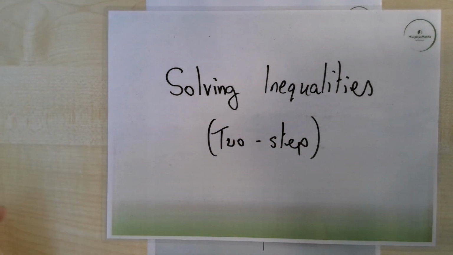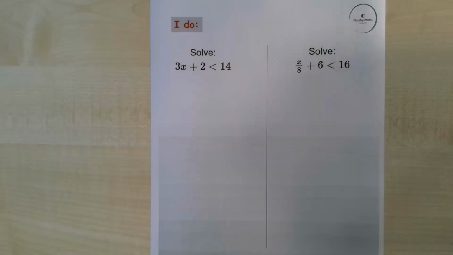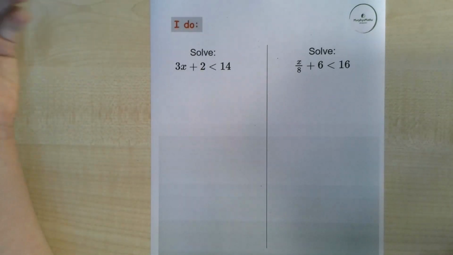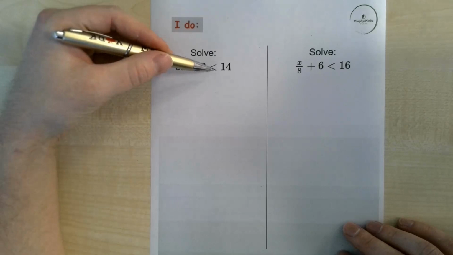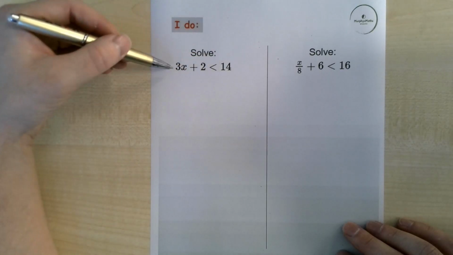Right guys, welcome along. In this video we're going to look at solving inequalities, specifically two-step inequalities. So let's take a look at some examples first. On the left here I've got 3x plus 2 is less than 14. So make sure that you're familiar with those inequality signs. The way we're going to do this is no different to a normal equation.